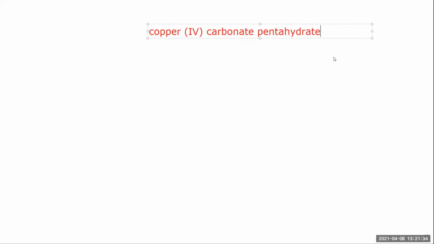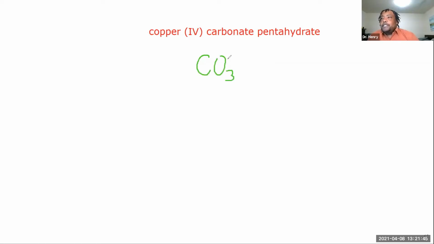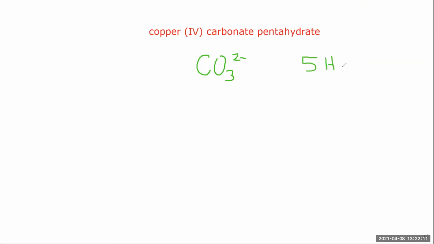Carbonate is... okay, so start off with what it is, carbonate. What does carbonate look like? CO3 2-. And what's the charge on it? 2 minus. And then pentahydrate. So hydrate, and this is the thing that we talked about in the lab. That's just H2O. And penta means 5. So that means we have 5 waters that we're working with. Okay. And then copper?